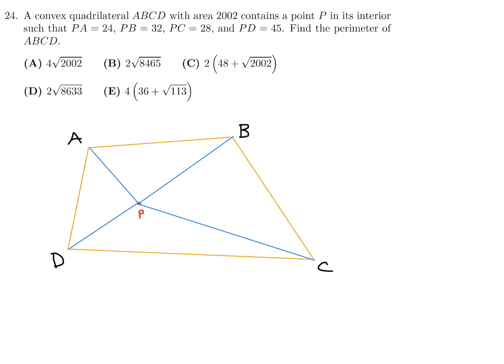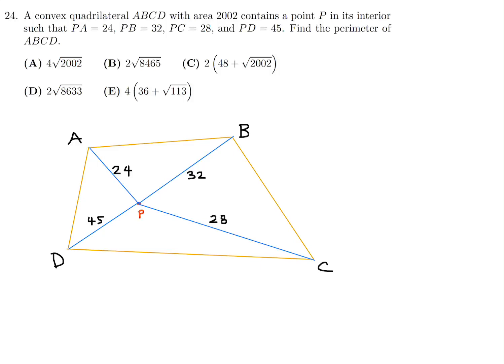So therefore, we will label these. PA is 24. PB is 32. PC is 28. And PD is 45. All right, find the perimeter of ABCD.